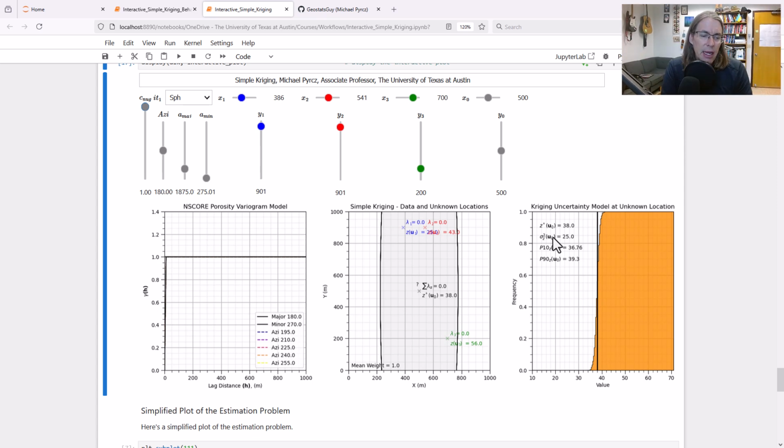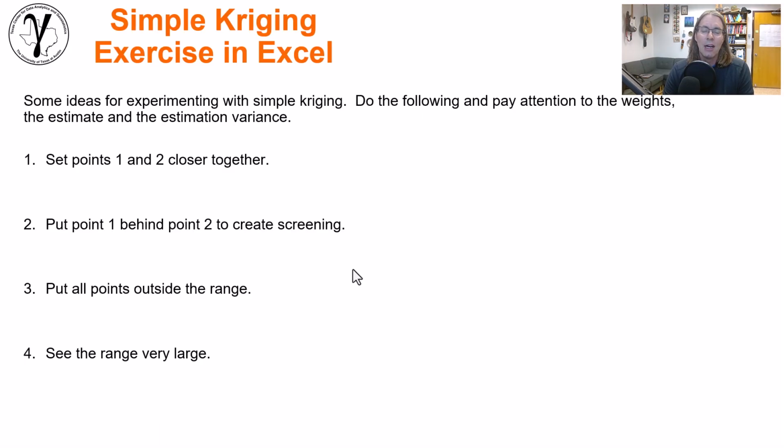Okay, there's many other things you can do to play around with Kriging. I like this display because you can really visualize it, but go ahead, try to break Kriging. Try to do all kinds of neat things with the variogram and the orientation of the positions of the data and see what happens. I hope that was helpful.